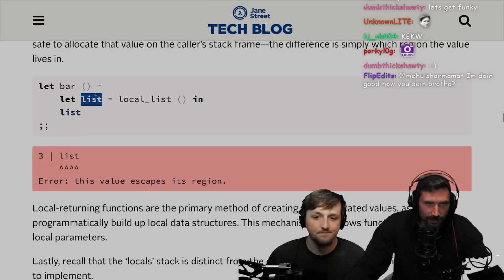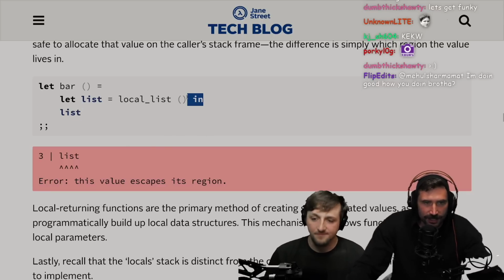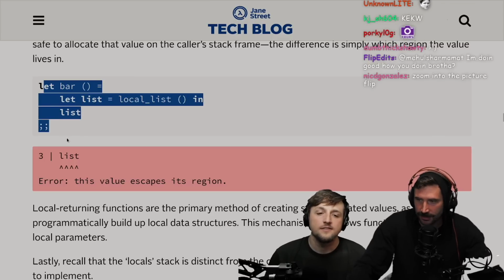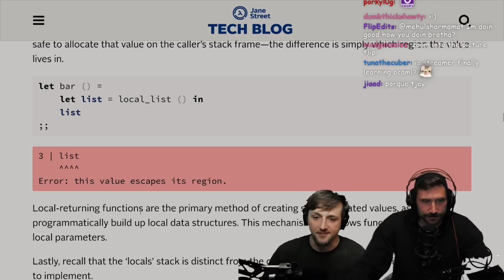Which then becomes here, which it can only live within this expression. So if you did two semicolons, then it could live right here because it'd live for the expression of bar, correct? As long as it isn't returned, basically. You just can't return it. Okay, you can't return it.